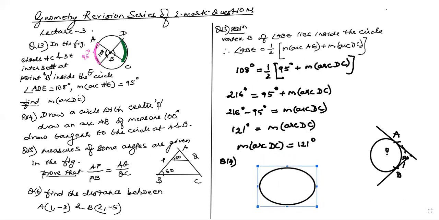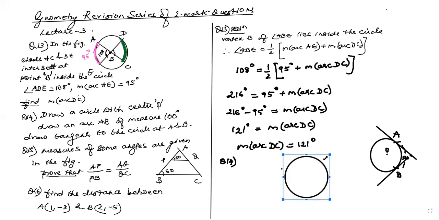They want you to draw a circle with center O. This is your actual figure, a circle of any radius, because they have not mentioned the radius. Then they're saying, draw an arc AB of measure 100 degrees.